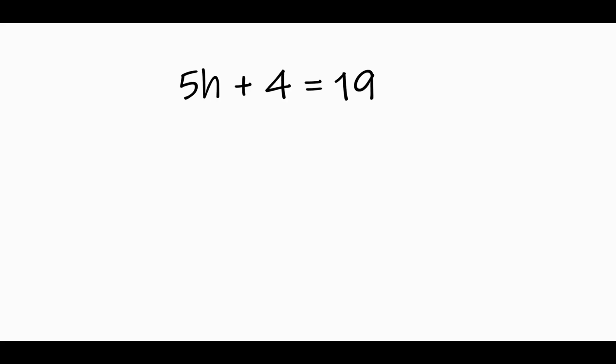5h plus 4 equals 19. First thing I'm going to do is draw that river, some people call it, or that line down the middle. I'm going to wait and take care of this 5 in just a moment. The first thing I'm going to take care of is this positive 4. The opposite of a positive 4 is a negative 4.